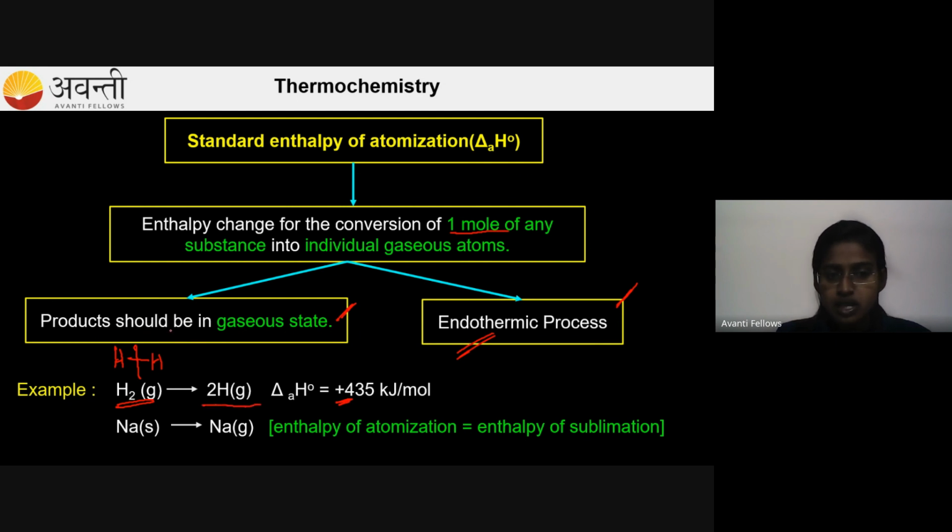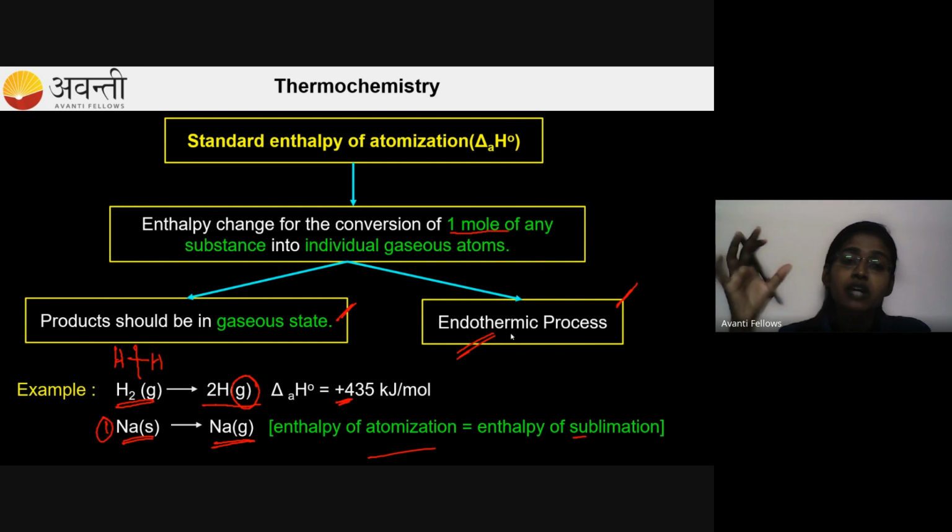Here you see the hydrogen atoms are in gas phase. For the other example, sodium in solid form is getting converted to gaseous form. So 1 mole of sodium is getting converted to gaseous sodium. This is also called enthalpy of atomization, but solid getting converted to gas is also called sublimation. So here both are equal. So this is standard enthalpy of atomization.